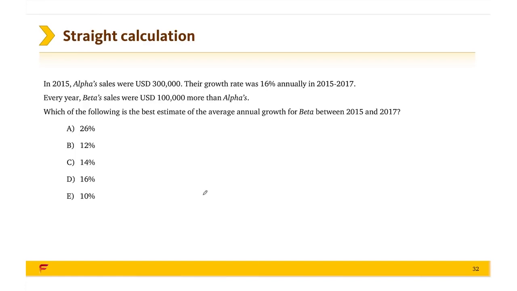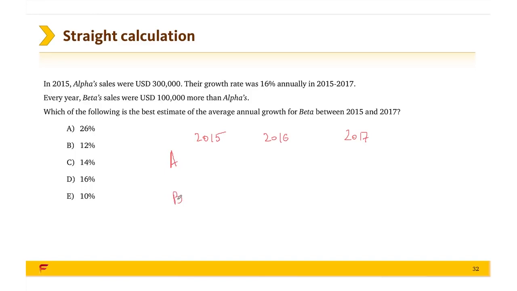Alpha's sales were 300k in 2015, and their growth rate was 16% annually in 3 years. Actually, 2 years, 15, 16, 17. Every year, Beta's sales were 100k more than Alpha's. Which of the following is the best estimate of the average annual growth for Beta between 15 and 17? Let's just compute things out. So, year 2015, year 2016, year 2017.